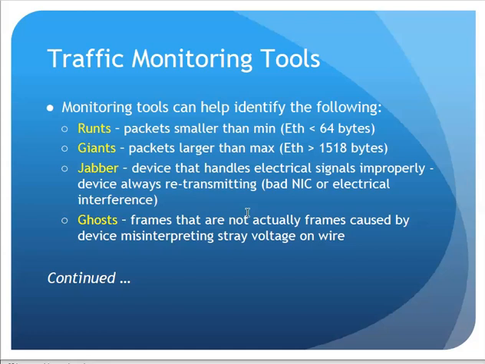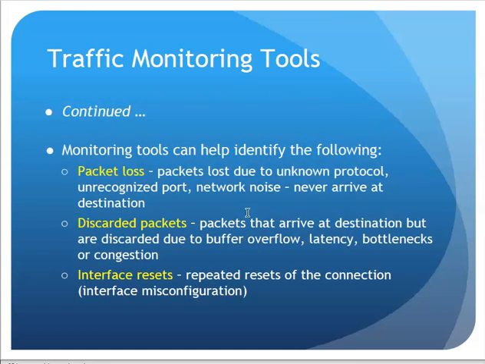Ghosts are frames that are not actually frames, caused by a device misinterpreting stray voltage in the wire. So if you have some stray voltage from noise or something like that, that could be some ghost frames. Packet loss: packets lost due to unknown protocol, unrecognized port, network noise. They never actually arrive at the destination. So if I'm getting a lot of packet loss, I might need to start looking at maybe some port misconfigurations or other noise in my network.